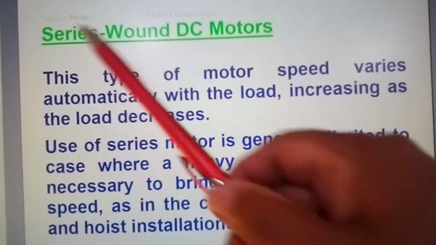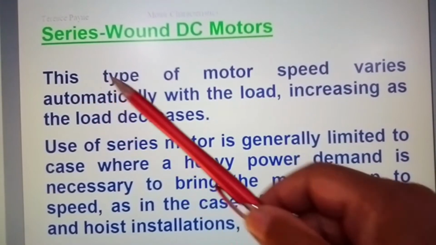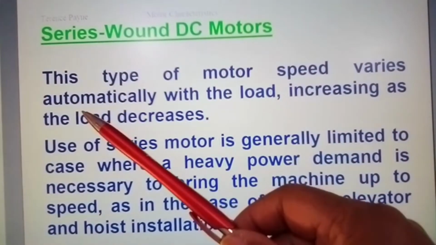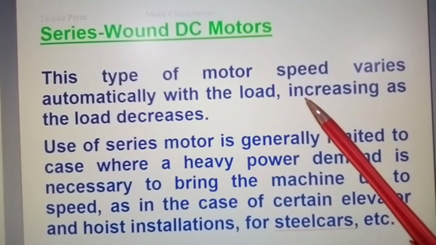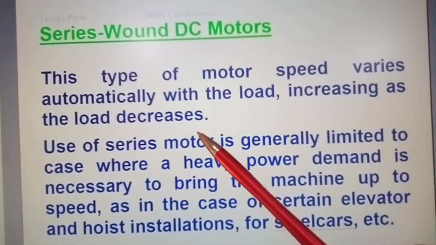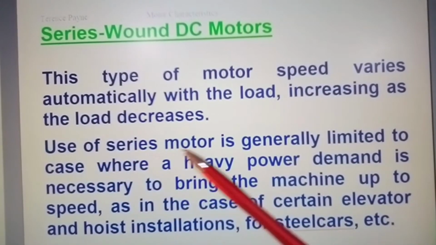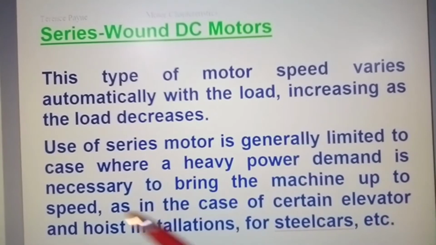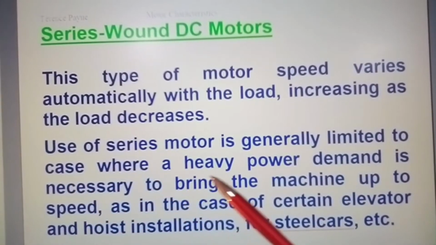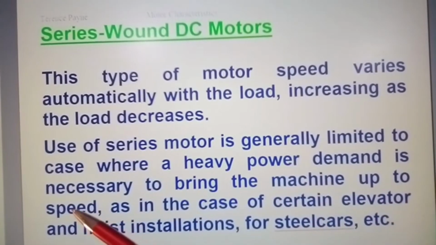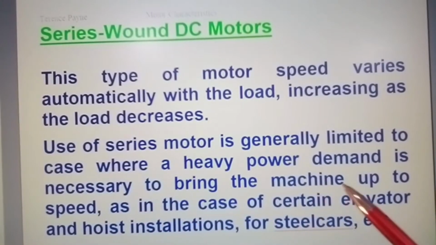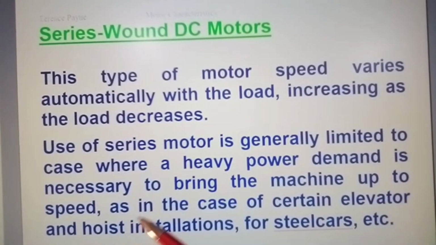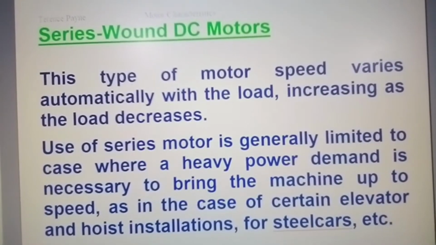And here we have series wound DC motors. This type of motor's speed varies automatically with the load, increasing as the load decreases. Use of the series motor is generally limited to cases where a heavy power demand is necessary to bring the machine up to speed, as in the case of certain elevator and hoist installations, for steel chains, etc. Okay.